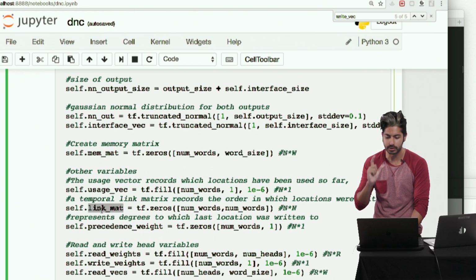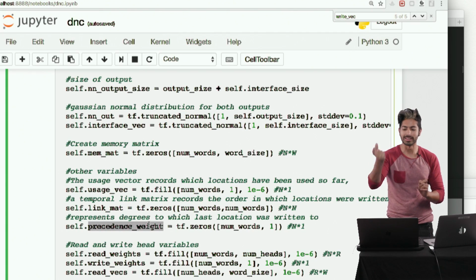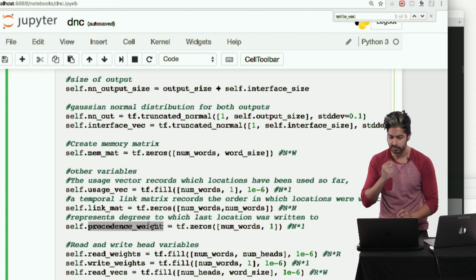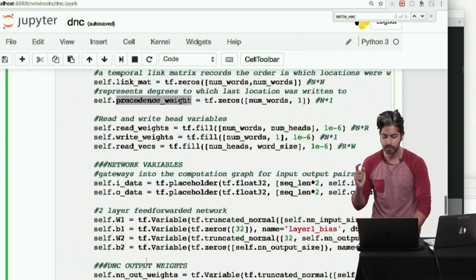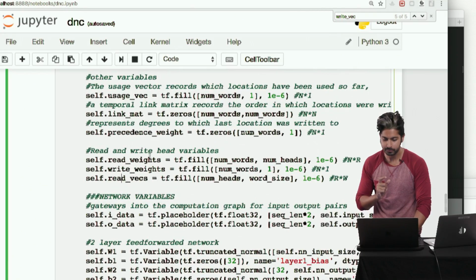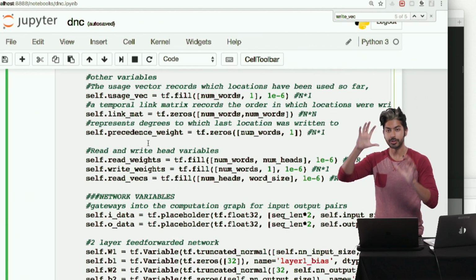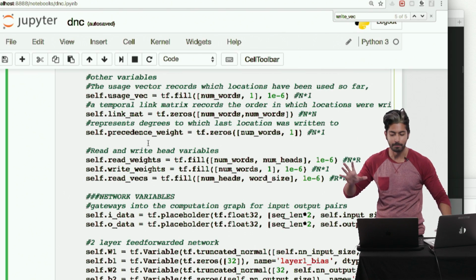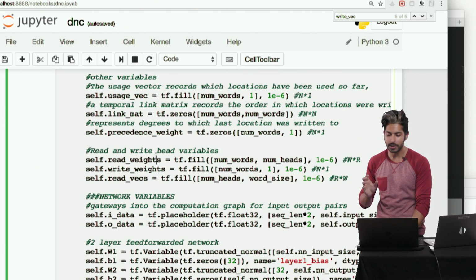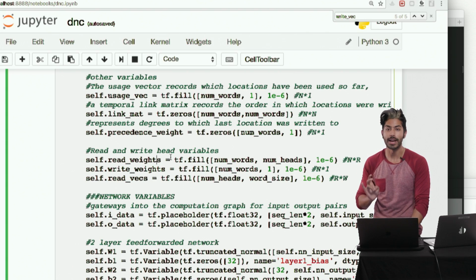But right now we just initialize it with zeros, and then we have our precedence weight, which is going to represent the degree to which the last location was written to in the previous time step. Once I get through up to this output weight right here, then I'll answer questions. So that's our temporal link matrix, essentially. We've defined our major components, and now we've got to define our read and write head variables.